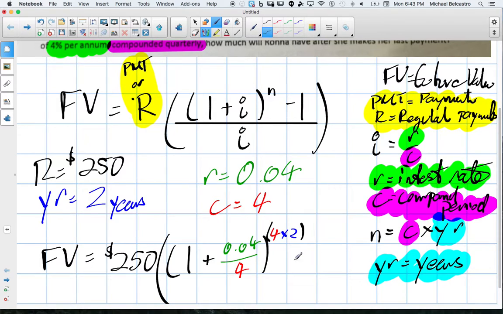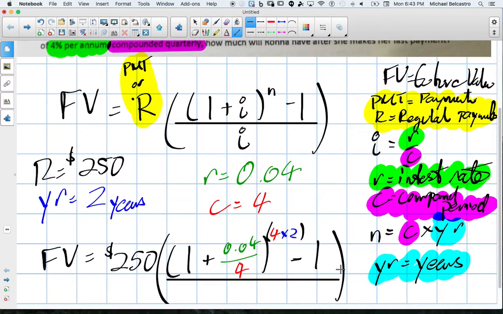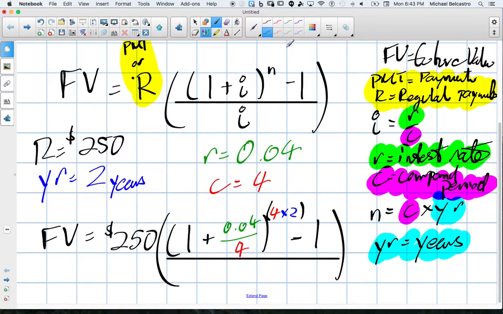And this 250 is outside. This is actually subtracted by 1, and then all of that is divided again by I, which is a formula again. It is 0.04 divided by the value of 4. So the calculation is a little more complex, but as long as we put it correctly in our calculator, not really that much for us to do.